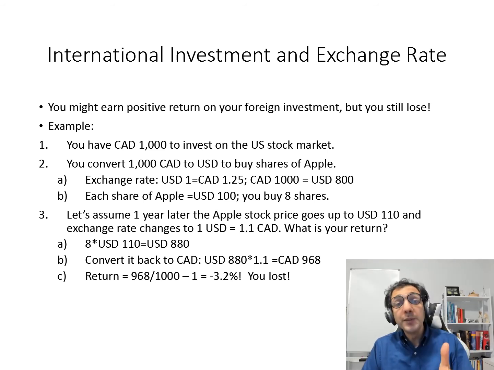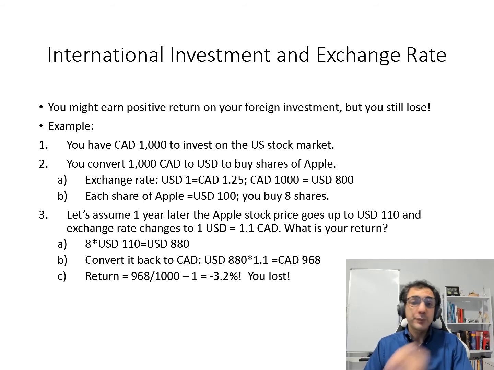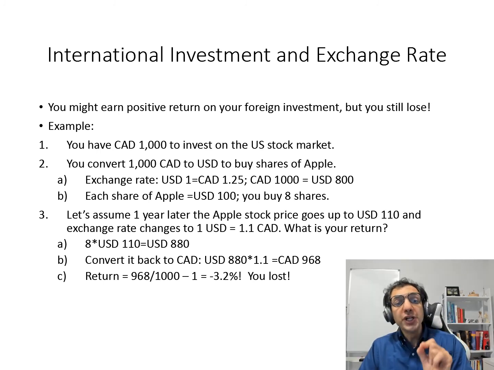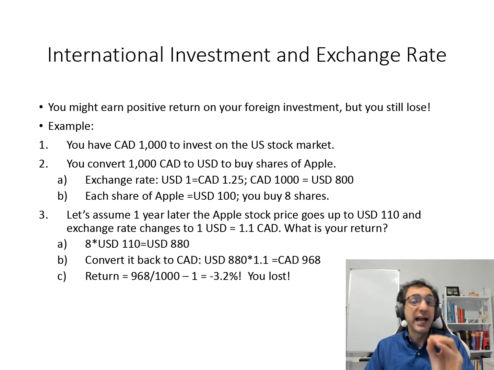The problem here is that you lost on the exchange rate. It was 1.25 and now it's 1.1. So the point here is that the exchange rate is a very key factor, a very important factor when it comes to international investment. You have to consider it because it can ruin your return. So you have to be careful with that.